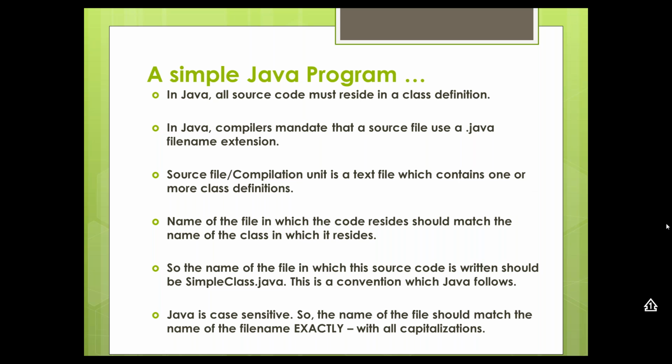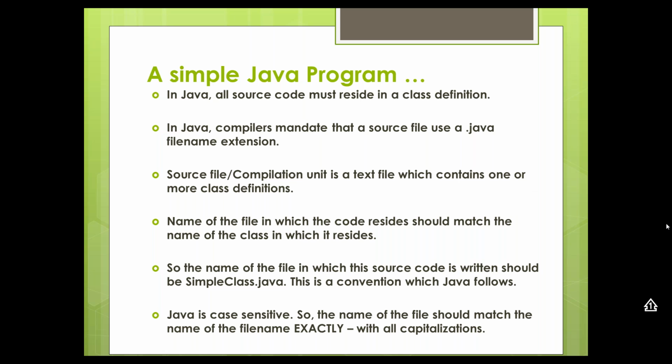For a particular class, you should have only one main method with a particular signature. We will see what we mean by a particular signature.